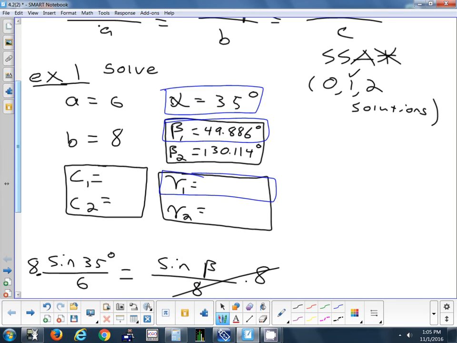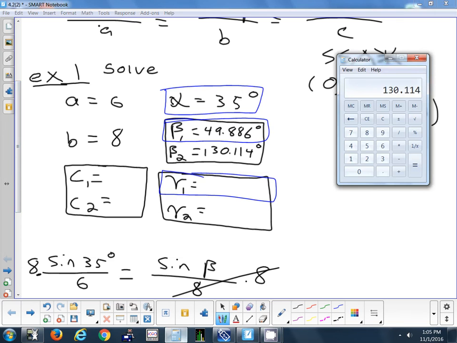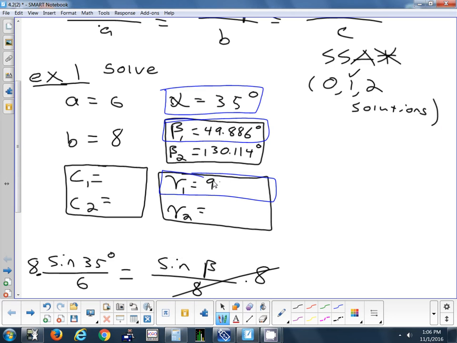Okay, so how would I get gamma 1? What two numbers do I have to add up? The 35 and the 49.886. Yep, those are the only two that have anything to do with gamma 1. 35 and the 49.886. Okay, so I get 84.886, and then subtract it from 180. Okay, so to make the three boxes in blue add up to 180, gamma 1 has to be 95.114. Okay. Any question on how I got gamma 1?